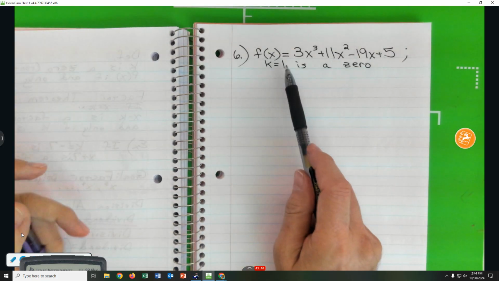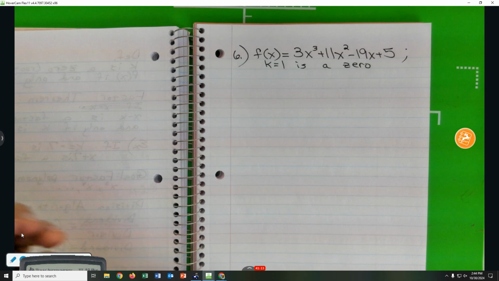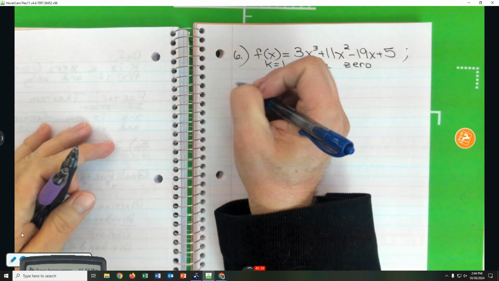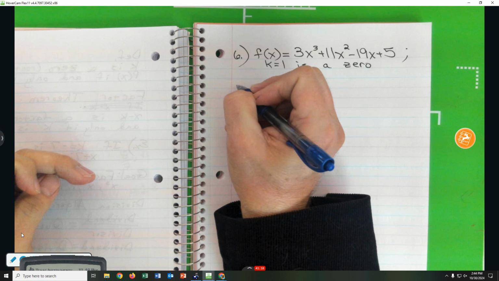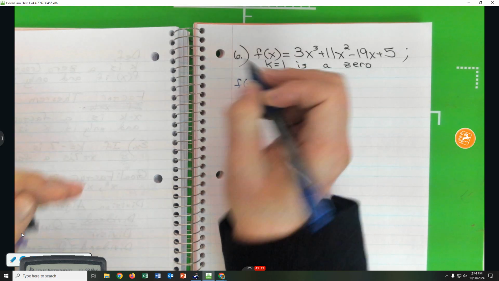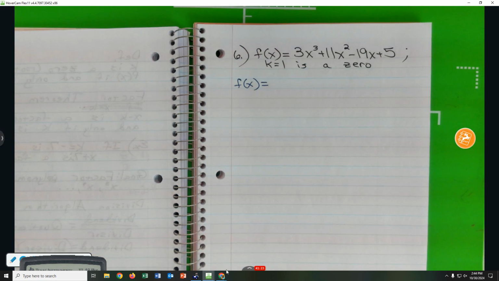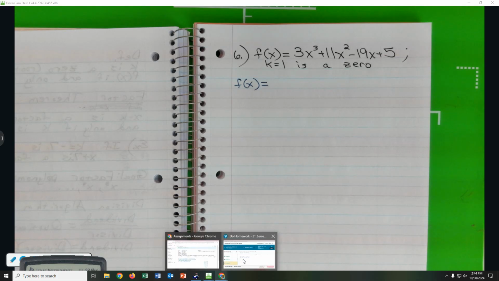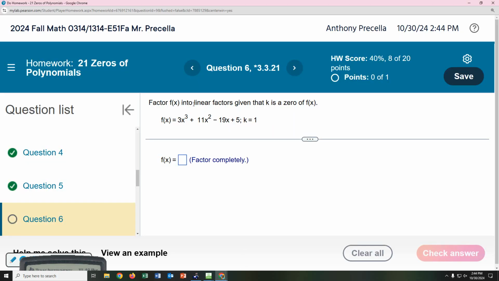If k equals 1 is a 0, what's the divisor? Think about what we're going to want. Our answer is going to be in factored form, f of x equals, and notice they say in the instructions to factor it into linear factors. That means the parentheses should only have x's. That's what a linear factor is. So we're going to factor this so that it has parentheses containing just the variable x, not a power on the x.